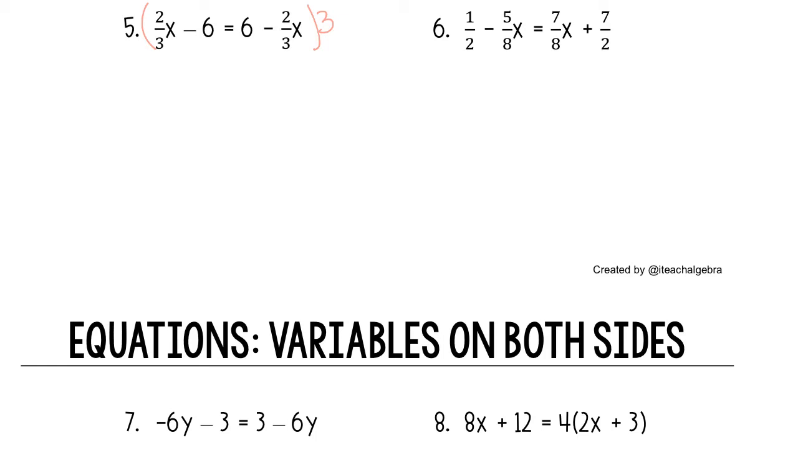2/3 x times 3. Well, I've got 3 divided by 3. Those will cancel. You know what? Let's don't do it that way. Just kidding. 2/3 times 3 over 1 is 6 over 3, which is 2. So that's 2x minus 6 times 3 is 18. And that equals 6 times 3 is 18 again. Minus, we already did 2/3 times 3, and that's 2x.